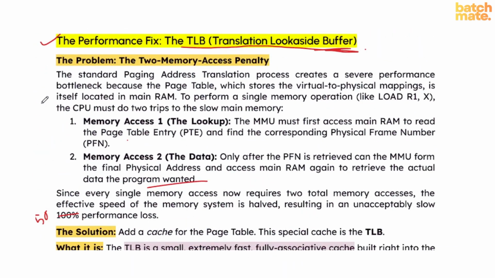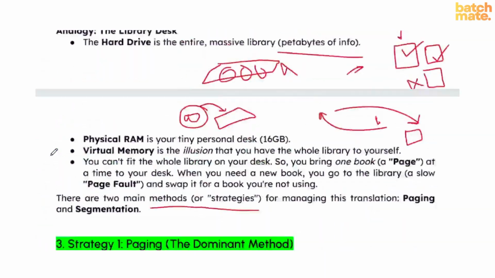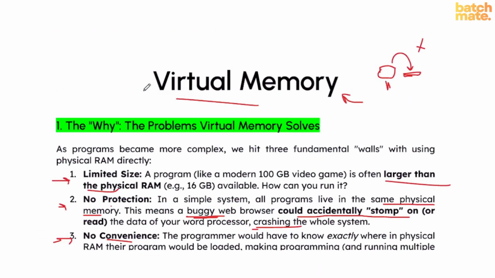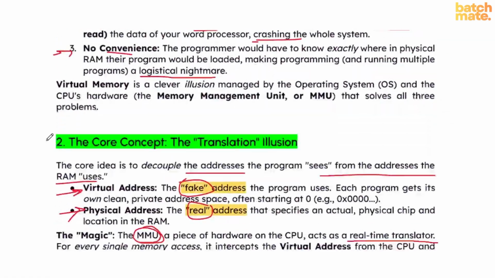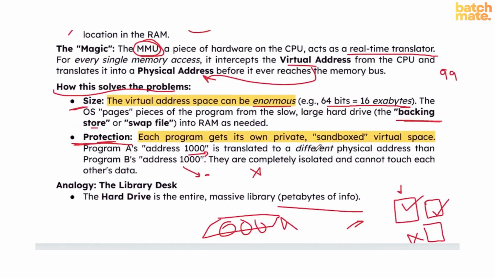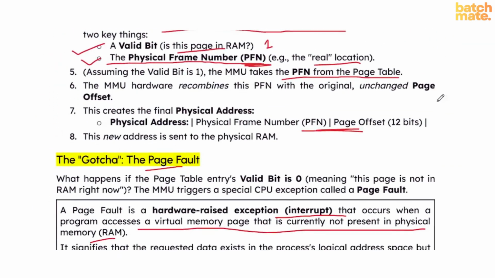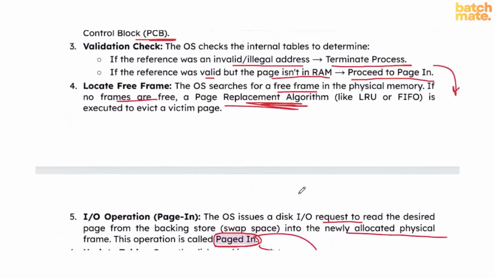So, let's take a breath. Today, we unlocked the massive illusion of virtual memory. We learned how the MMU tricks the CPU into thinking it has infinite space. We learned how paging chops everything into neat little 4 kilobyte Lego bricks. And we learned how the TLB saves us from walking to the library every single time.